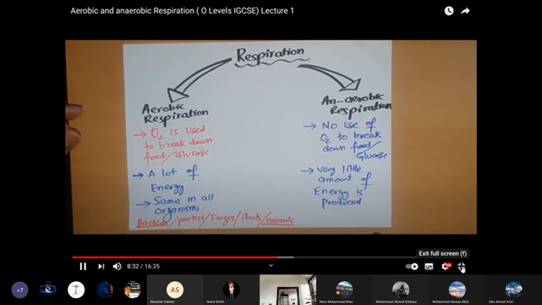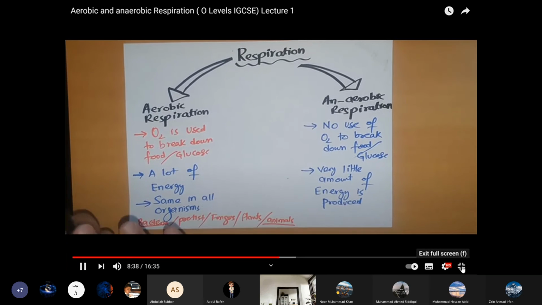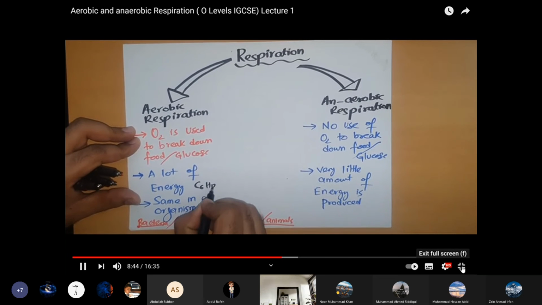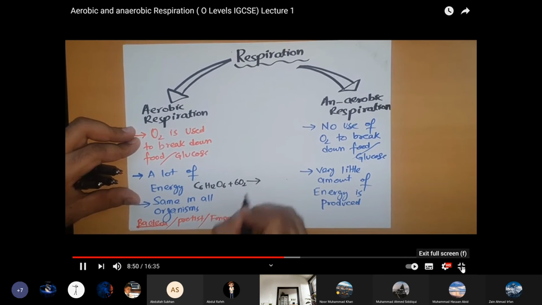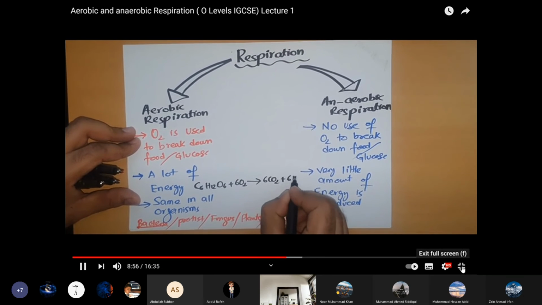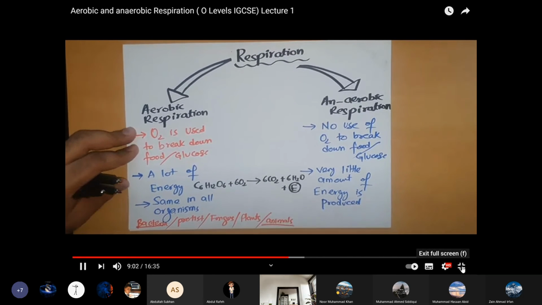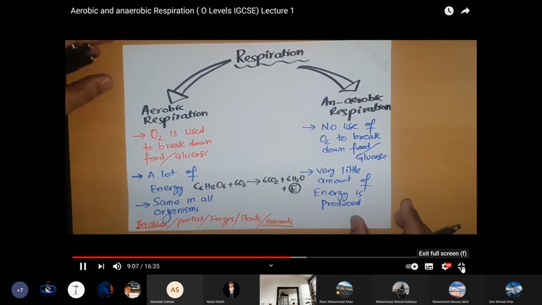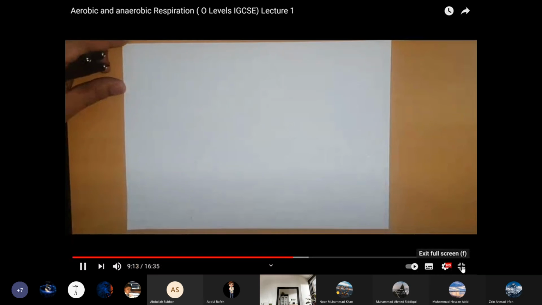During aerobic respiration, one molecule of glucose, C6H12O6, will join with 6 molecules of oxygen, and it will break down into 6 molecules of carbon dioxide plus 6 molecules of water, and energy will be released. But anaerobic respiration is different in different kinds of organisms. Now let's discuss anaerobic respiration in a little bit more detail.